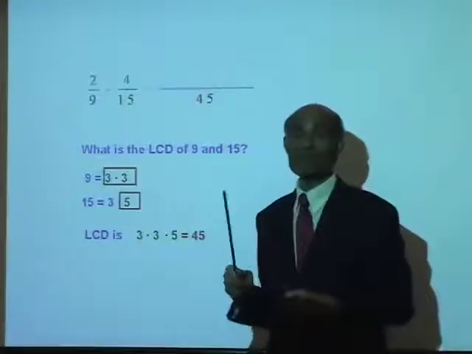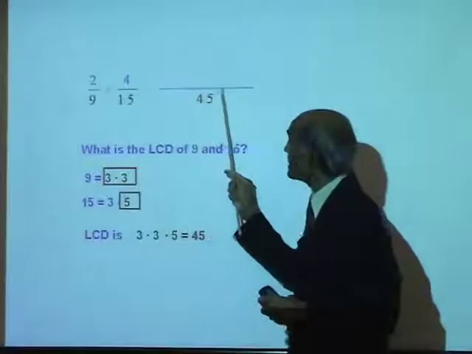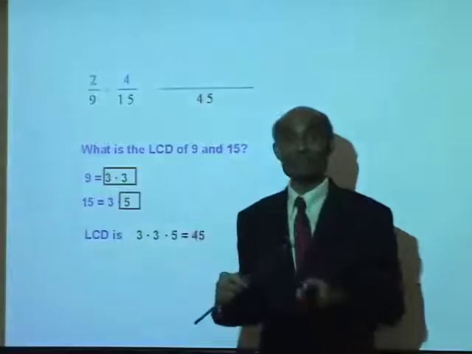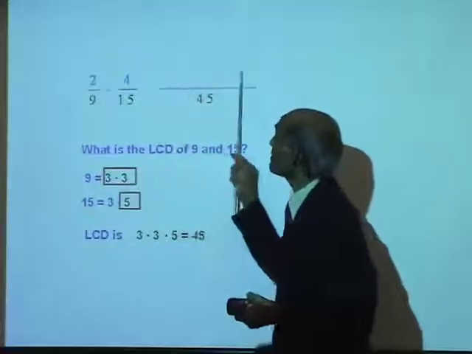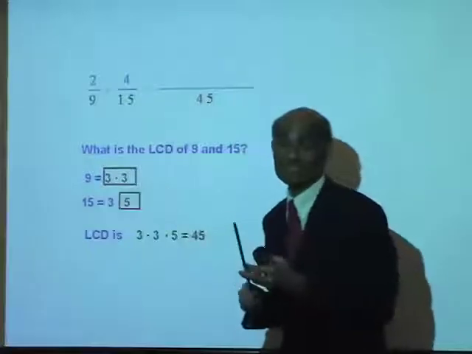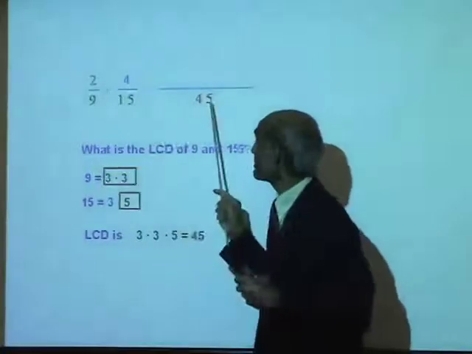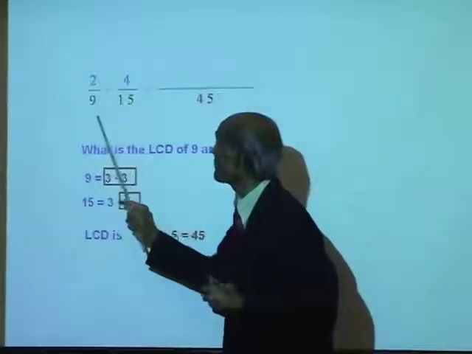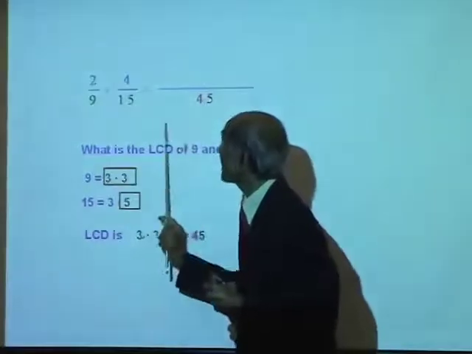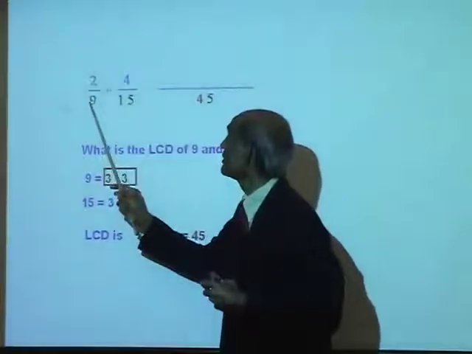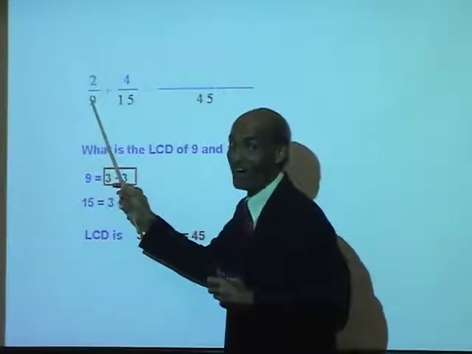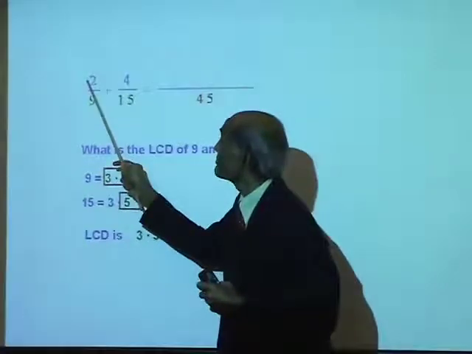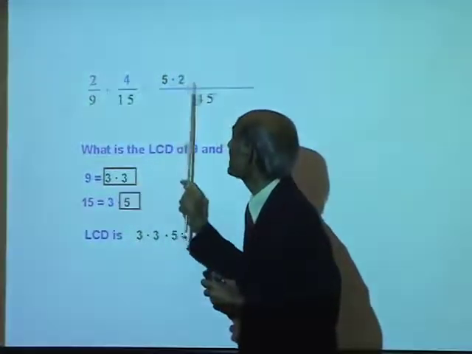Once you have your LCD, bring it over there and write it. 45 is my denominator. And now put that big line which is going to separate your numerator and denominator. We now need to get our numerator. What's the method? Do you remember? This is the method to constructing the numerator. 45 divided by the first denominator, 9. What is 45 divided by 9? 45 divided by 9 is 5. You should know that. And what do you do with that 5? Multiply that numerator.